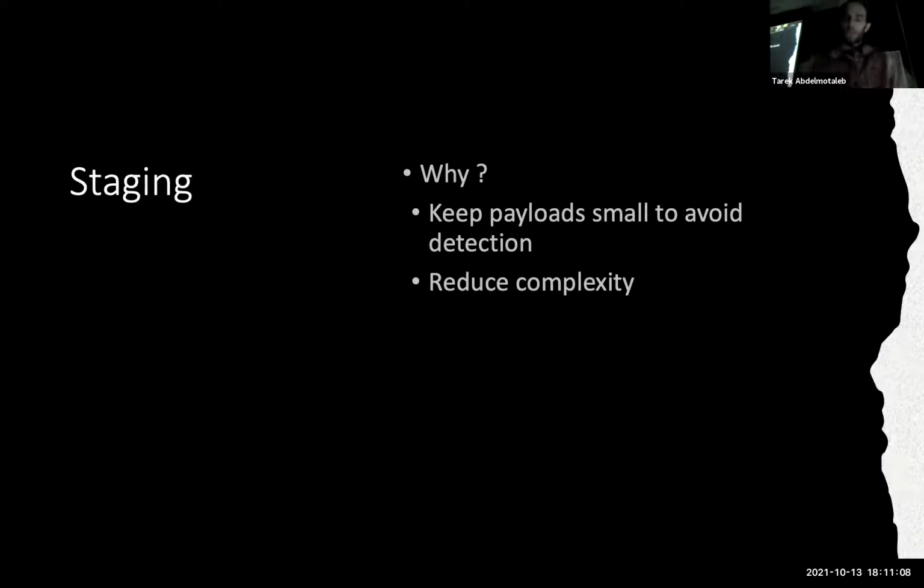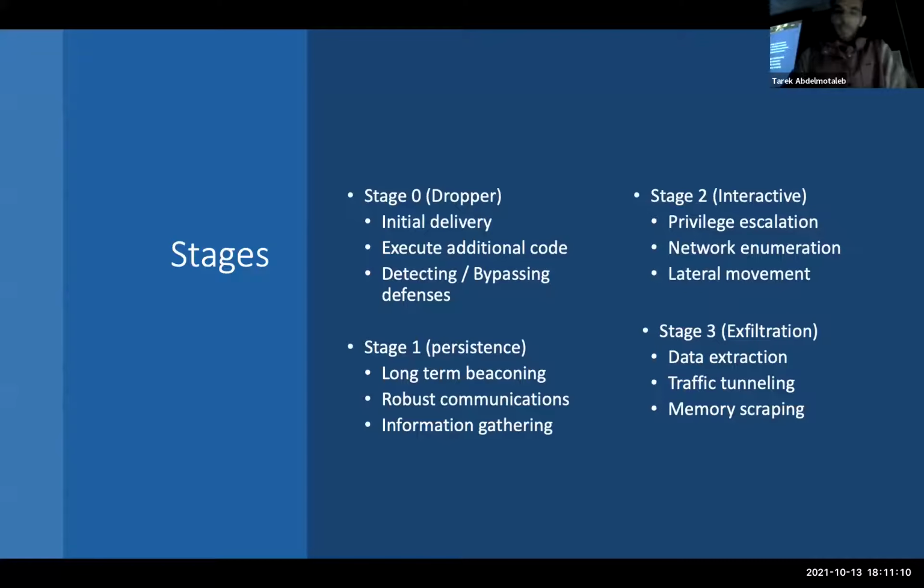So same thing in stages. We have stage 0, which is the dropper. This is the initial executable that you will execute on the target. This does the initial delivery, and then stage 1 for persistence, stage 2 for interactive, and stage 3 for exfiltration.